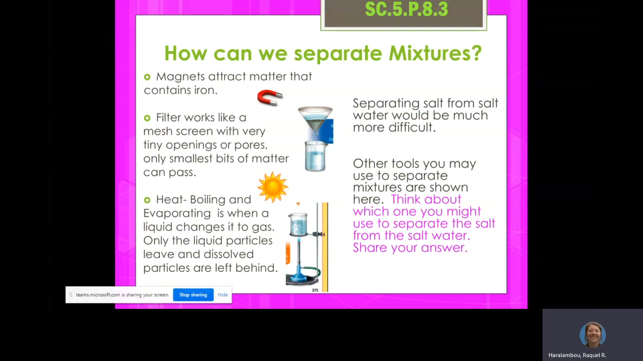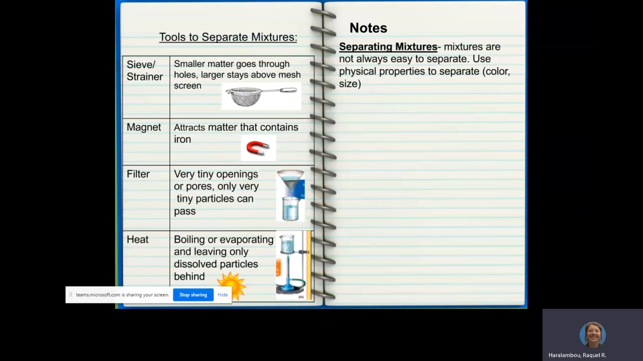Heat is also a good one. Boiling and evaporating is when a liquid changes to a gas. Only the liquid particles leave and dissolved particles are left behind. Separating salt from salt water would be much more difficult to do. So think about which one of these tools might you use to separate the salt from salt water. We'll talk about that on Wednesday as well.